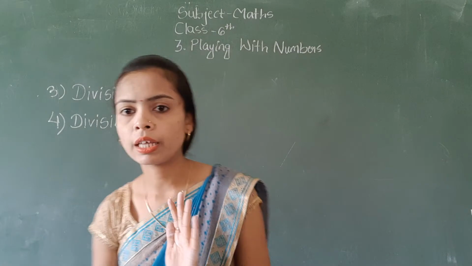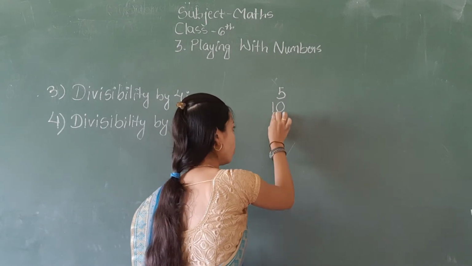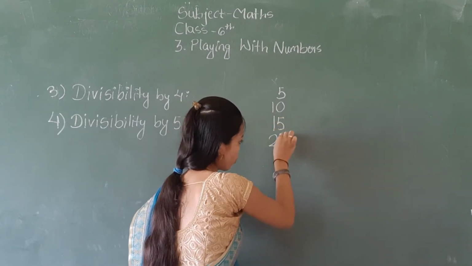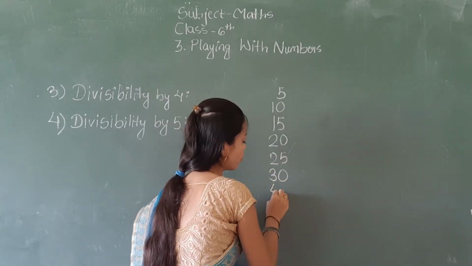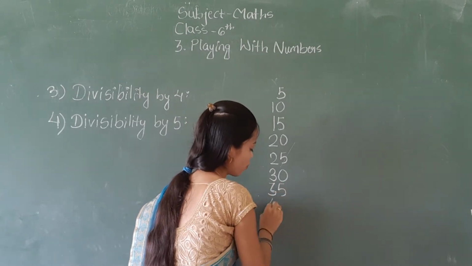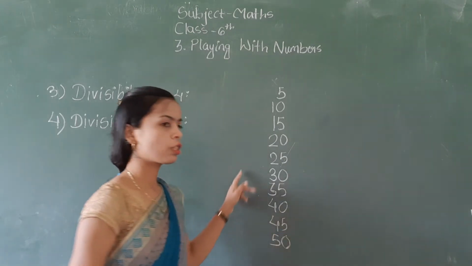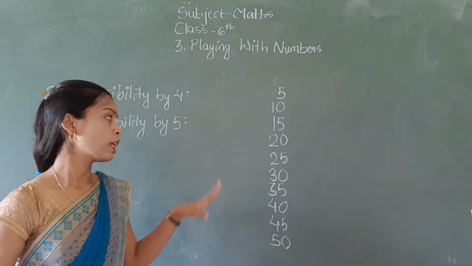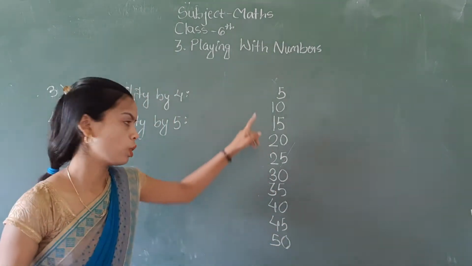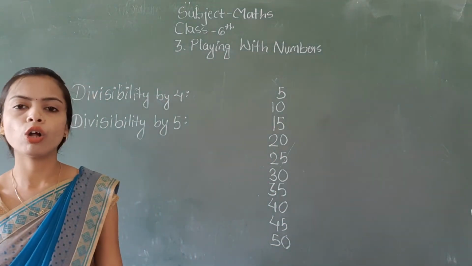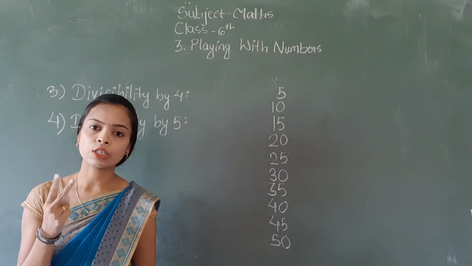What will you tell me first? The table of 5. 5 ones are 5, 5 twos are 10, 5 threes are 15, 5 fours are 20, 5 fives are 25, 5 sixes are 30, 5 sevens are 35, 5 eights are 40, 5 nines are 45 and 5 tens are 50. So this is the table of 5, and if you notice the unit place of all the multiples of 5, there are only 2 digits, either 0 or 5.